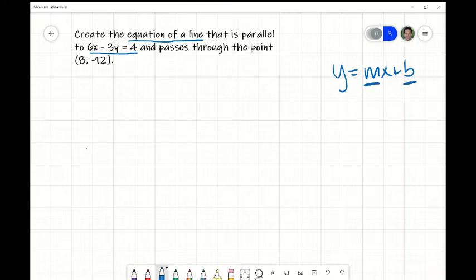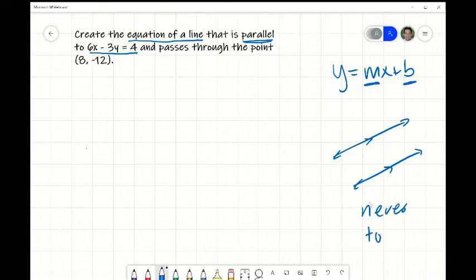Okay. Next, we've got to know that the new line is going to be parallel to this line. All right. So remember, parallel means this, right? Parallel, a little parallel symbol, right? Means that two lines are parallel and they will never touch. Okay. Never touch. They're going to be parallel. All right. And then the last thing we got to be able to see, and we'll use this last, is that the new line is going to pass through the point a comma negative 12.